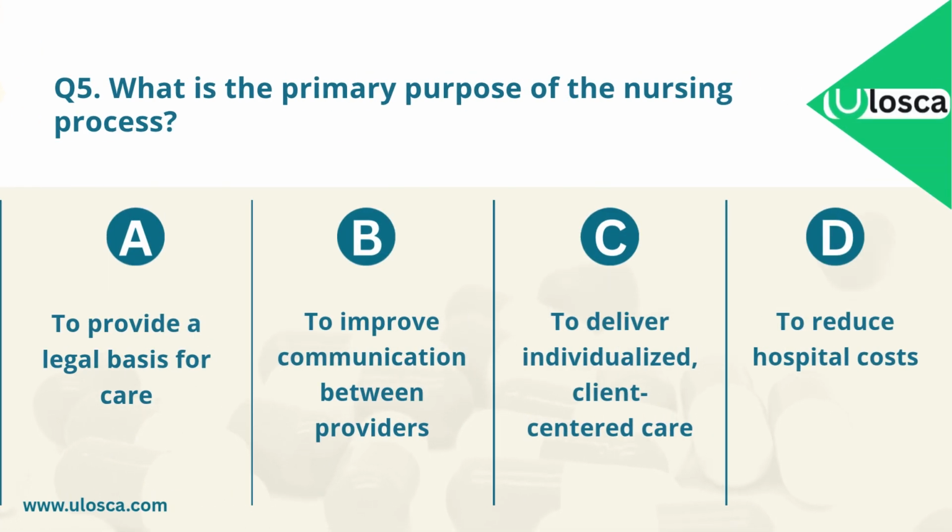Question 5. What is the primary purpose of the nursing process? A. To provide a legal basis for care. B. To improve communication between providers. C. To deliver individualized, client-centered care. D. To reduce hospital costs. Which one is the correct answer?